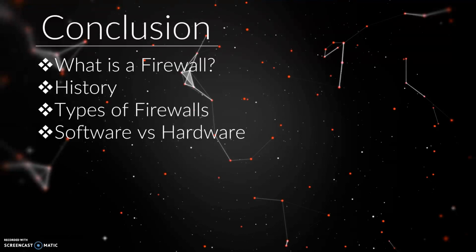And then we also went over what the uses of a software firewall are, which is individual PCs and generally what most people use at home. And then hardware is primarily used for businesses and on a bigger scale to protect the whole network.